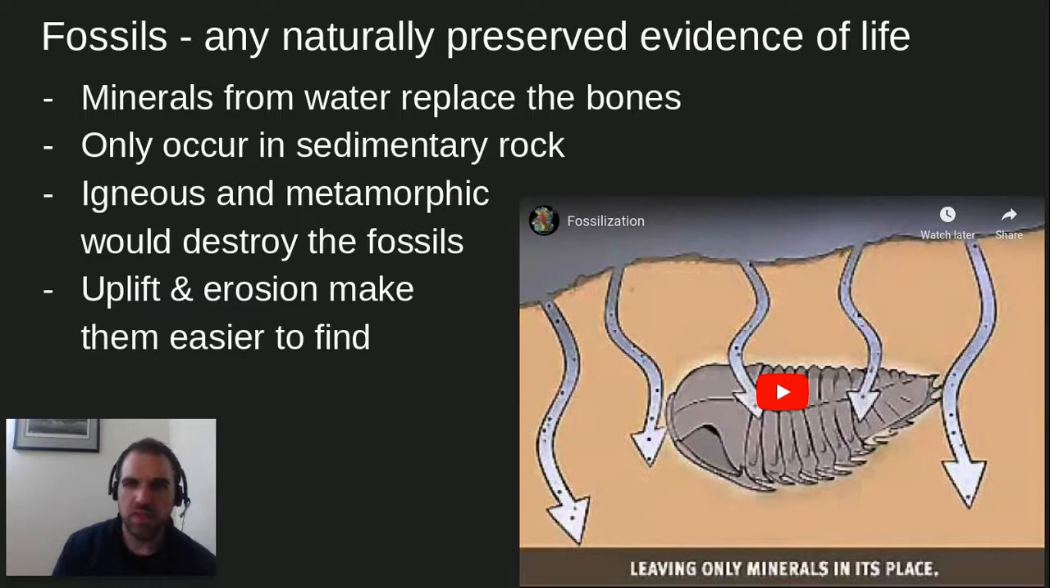But it's a little bit of a side note. We'll still say that's a dinosaur bone, because it's the exact shape of what it is. So these only happen in sedimentary rock.